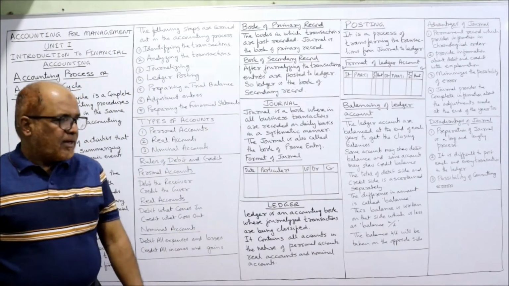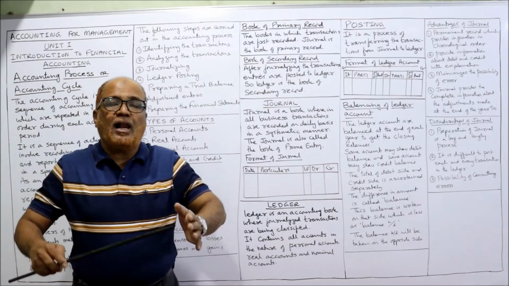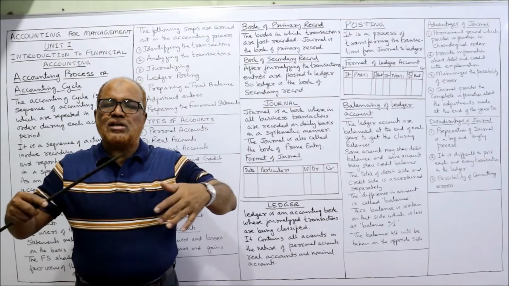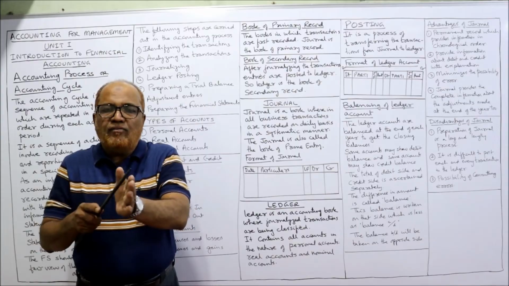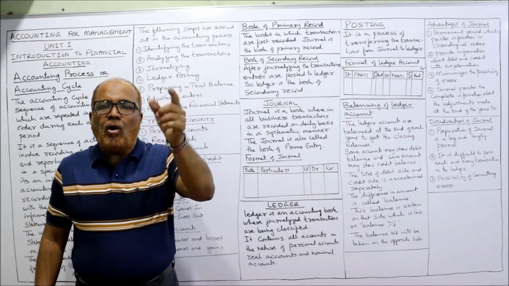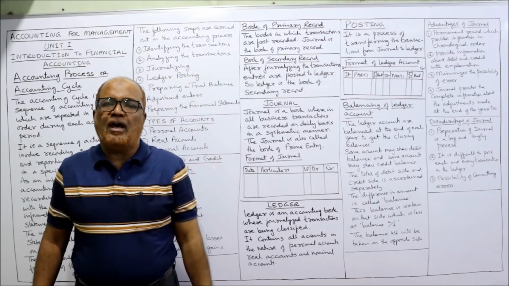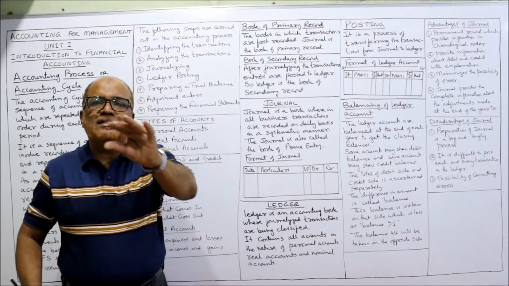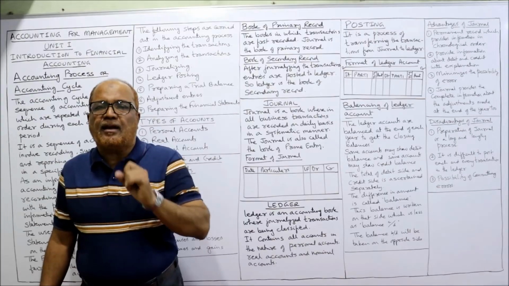Now ledger. Ledger is an accounting book wherein journalized transactions are classified. First of all, transactions are mixed up in the journal, whereas in ledger, we classify the transactions into groups. All the like transactions will be put in one place in the form of an account. Like all salary transactions will be put in salary account. All rent transactions will be put in rent account.